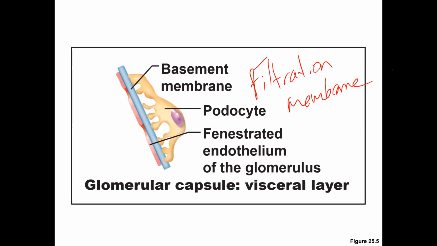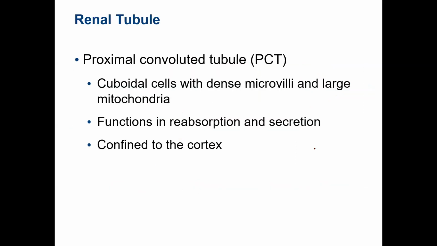So in order for something to get from the blood to the urine, it's got to go through this little hole, the fenestration, through this membrane, and then through these little slits. Those little slits are created by podocytes. Now, past this, the fluid will enter what's called the proximal convoluted tubule.